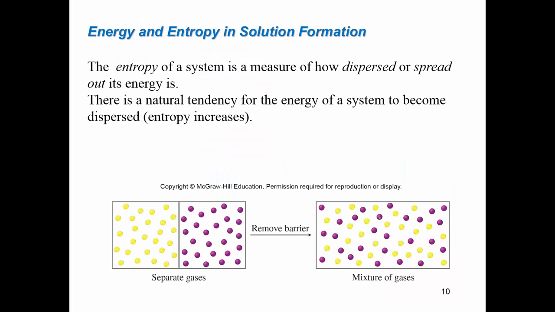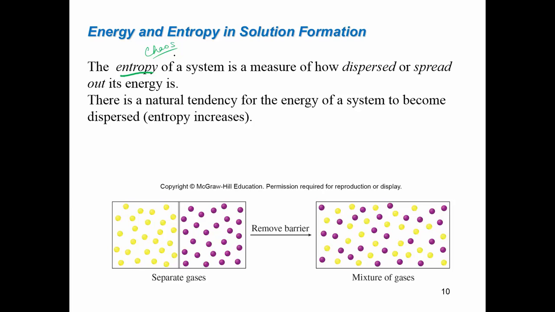Now the entropy of a system, before we've been talking about enthalpy, the entropy of a system measures how dispersed or spread out the energy is. Entropy is called the chaos function. So we're measuring the level of chaos. There's a natural tendency for a system to be dispersed or to be chaotic or to be disordered.